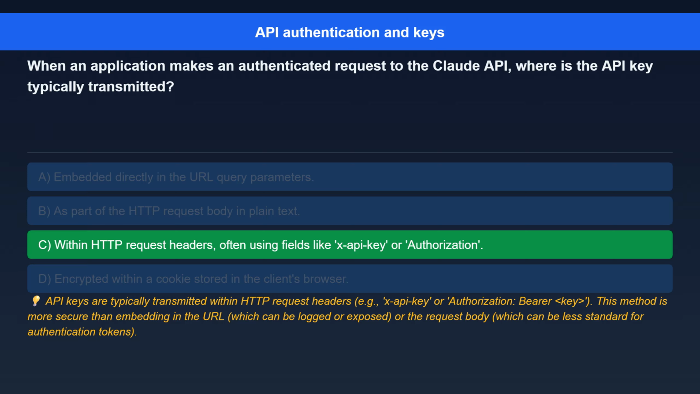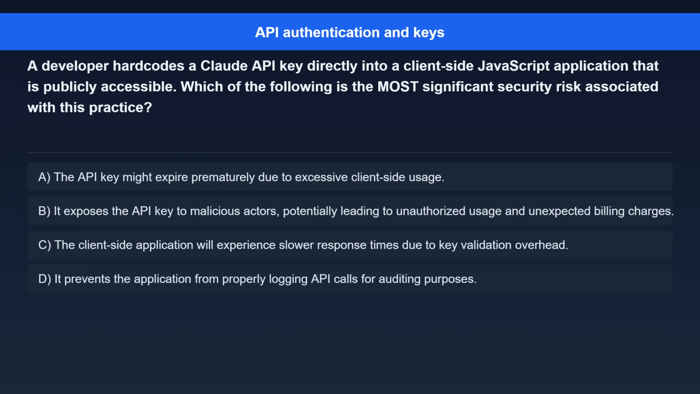This method is more secure than embedding in the URL, which can be logged or exposed, or the request body, which can be less standard for authentication tokens. Question 3. A developer hardcodes a Claude API key directly into a client-side JavaScript application that is publicly accessible. Which of the following is the most significant security risk associated with this practice?